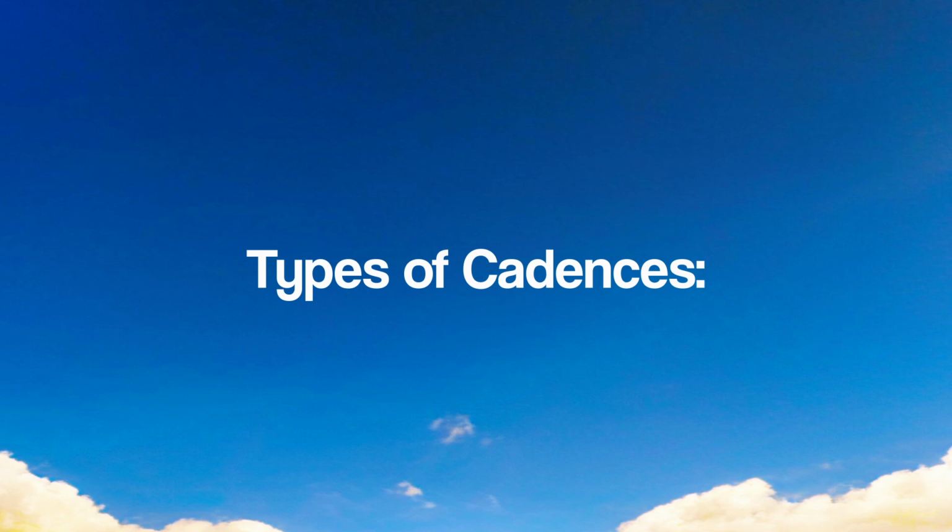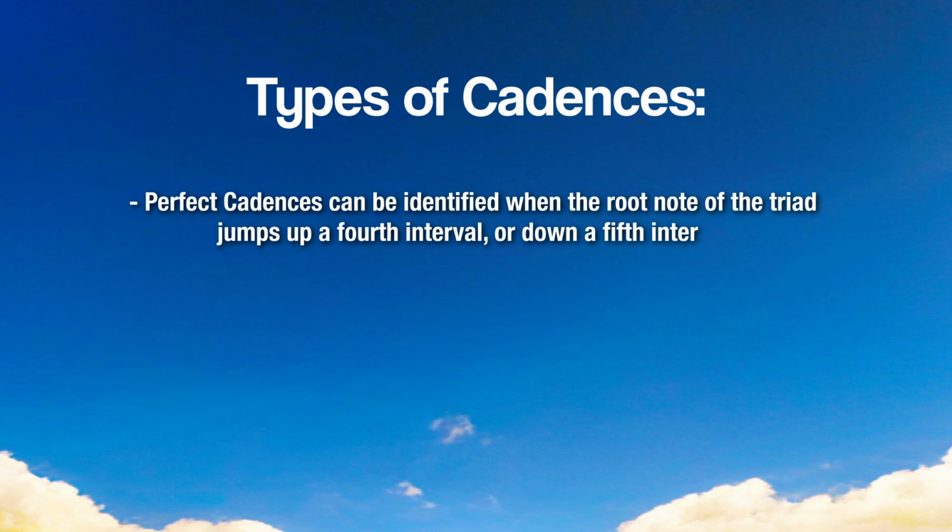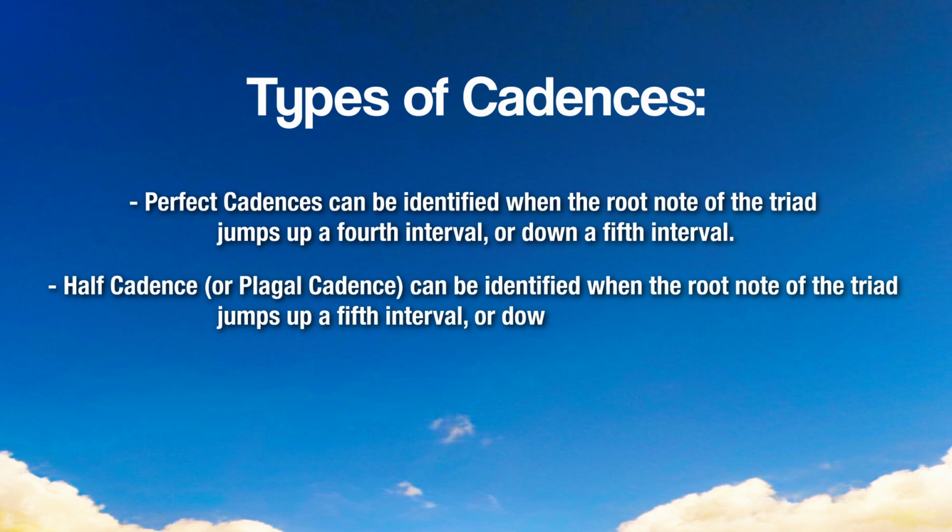Perfect cadences can be identified when the root note of the triad, usually but not always in the lowest voice, jumps up a fourth interval or down a fifth interval. Half cadence or plagal cadence can be identified when the root note of the triad jumps up a fifth interval or down a fourth interval.